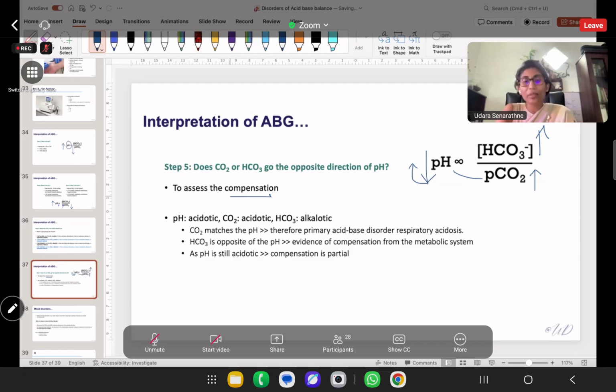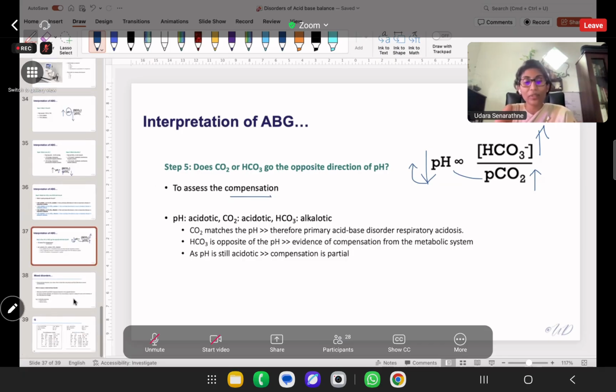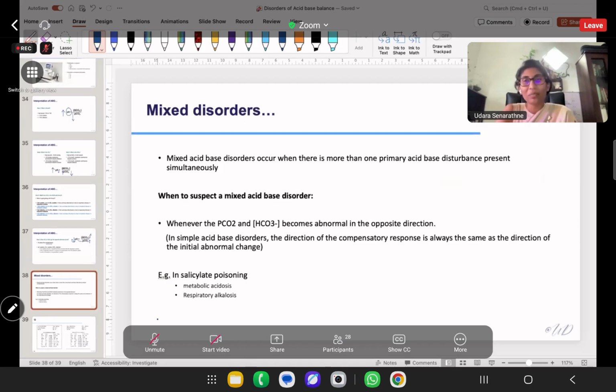If the pH has not fully normalized, then it is partially compensated acidosis or alkalosis. If the pH has fully come back to normal, then it is fully compensated alkalosis or acidosis, which very rarely happens. Usually it's partially compensated, or uncompensated, where the other component is not going in the opposite direction. These things you need to interpret when it comes to the ABG and also for the exam.